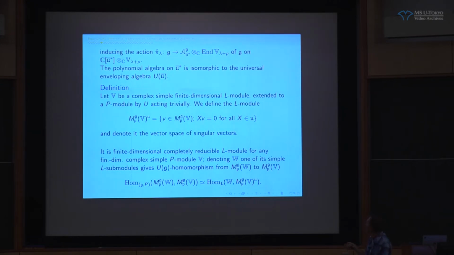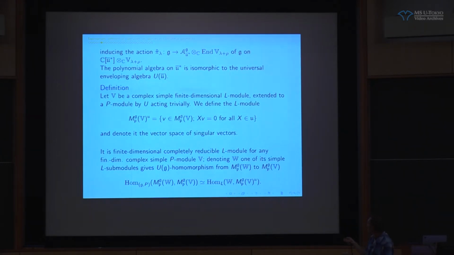So I think the definition is completely standard. So the algebraic problem we would like to solve, or we would like to understand. The definition says that when V is a complex, simple, finite dimensional L module, extended to a P module by U acting trivially, then we define the vector space of U invariants of the generalized Verma module as the collection of such vectors which are annihilated by the action from the left by all elements in the nilradical, the positive nilradical for the parabolic decomposition for the corresponding parabolic.